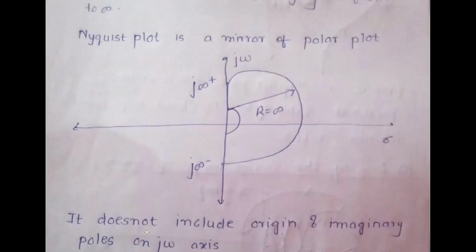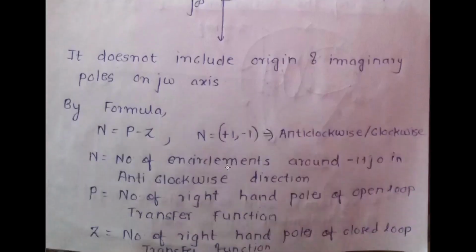So to summarize, a Nyquist plot is nothing else than a continuation of the polar plot, in which I have the mirror image of the polar plot. It does not include the origin, and it goes from minus infinity to plus infinity. I have the formula N = P - Z, in which N indicates the number of encirclements around -1 + j0. It is +1 in the anti-clockwise direction and -1 in the clockwise direction. P indicates the number of right-hand poles of an open loop transfer function, and Z indicates the number of right-hand poles of a closed loop transfer function.